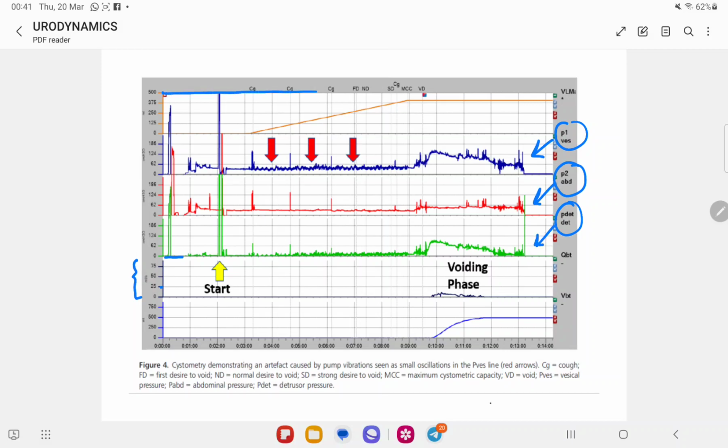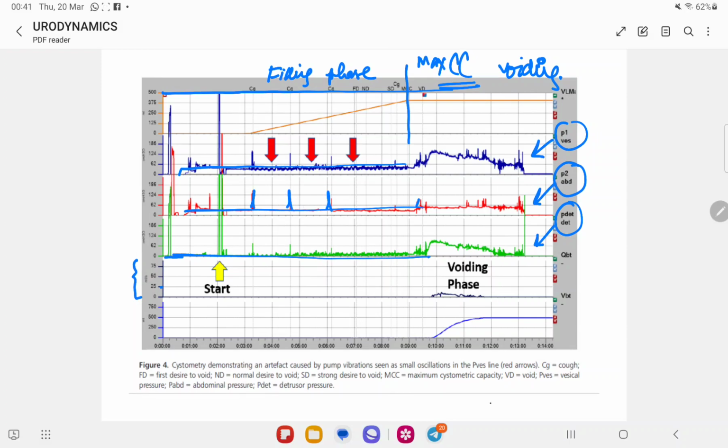So there are two phases in the urodynamics. This one is called the filling phase. Okay. This one is called the voiding phase. Voiding phase starts once the maximum cystometric capacity is reached. Once the bladder is full, it starts voiding. So during filling phase, normally you see here the abdominal, the vesical and the detrusor pressure are not increasing. And there is this one, this is just seen here. This is called cough. You can see it. They have already demonstrated it or labeled it as cough.